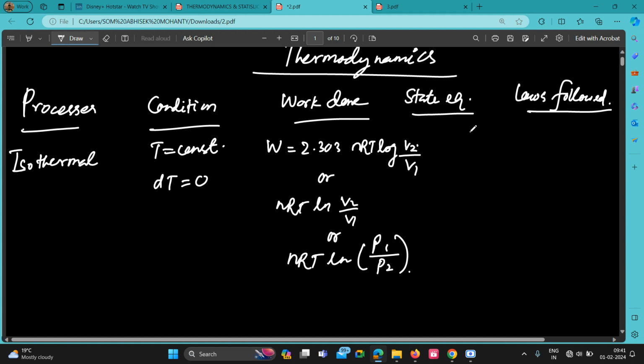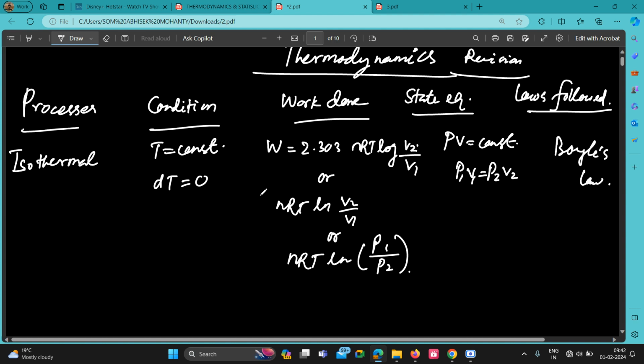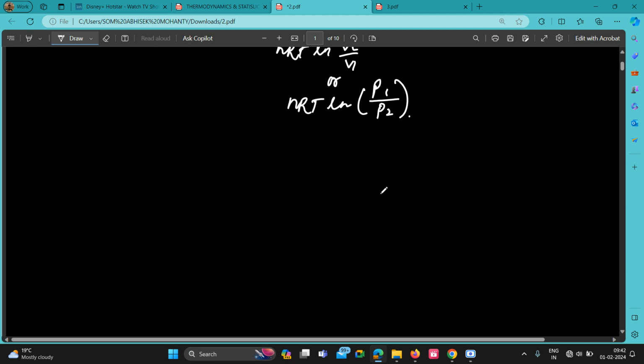State equation. What is the state equation? PV is equal to constant here. That means P1 V1 is equal to P2 V2. Which law does it follow? It follows Boyle's law. This is an isothermal process. T is constant, dT is zero, W is nRT ln V2 by V1 or nRT ln P1 by P2.